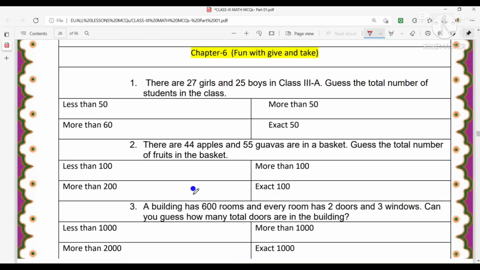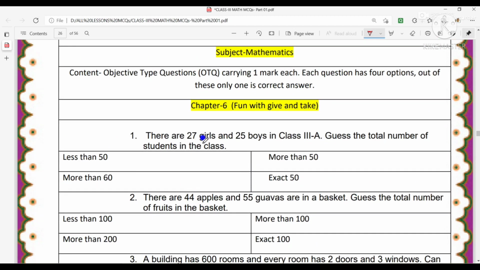The next chapter, fun with give and take. There are 27 girls and 25 boys in class 3A. Guess the total number of students in the class. 27 plus 25 equal to 52. That will be more than 50.